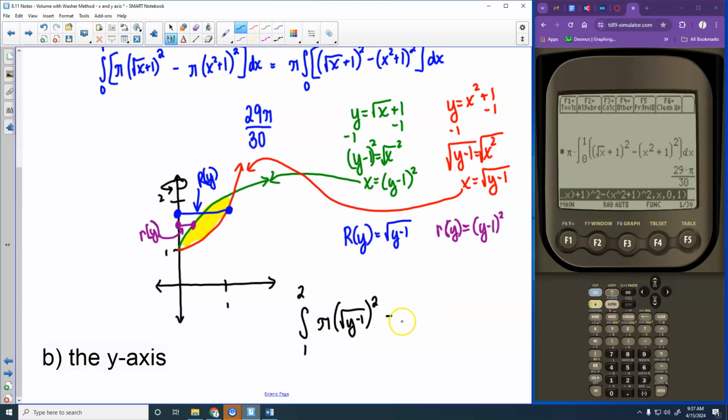minus pi times the inside radius, which is y minus 1, squared, squared. It's easy to miss that second square right there.